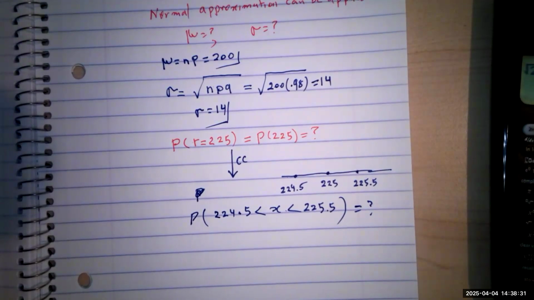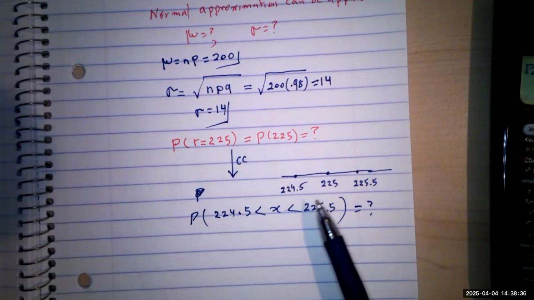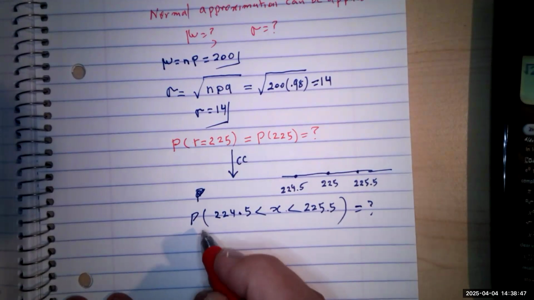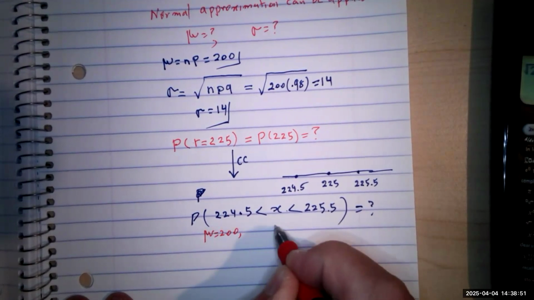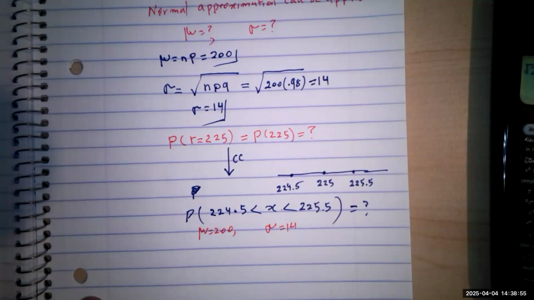Okay, so be careful. When it's just the exact number, 225. In the previous one, it was less or greater than. But in this case, it's going to be the exact number, so you put it in these two. So there you are. Go to the table. Remember, your mu is 200 and your sigma is 14. Now it's a normal distribution. Go to the normal distribution in the Art of Stats and find the number.